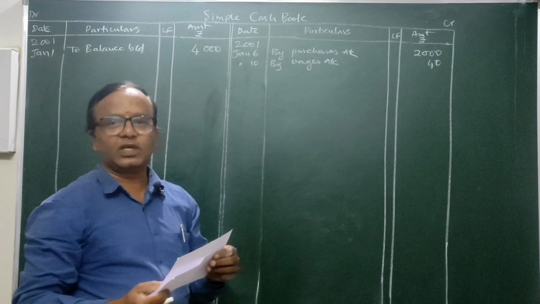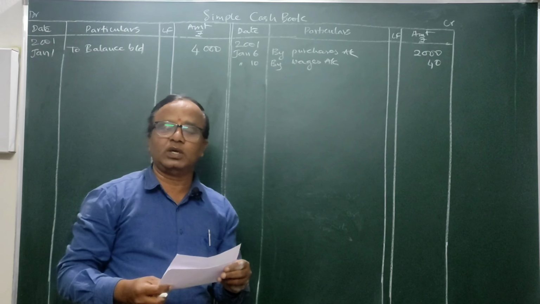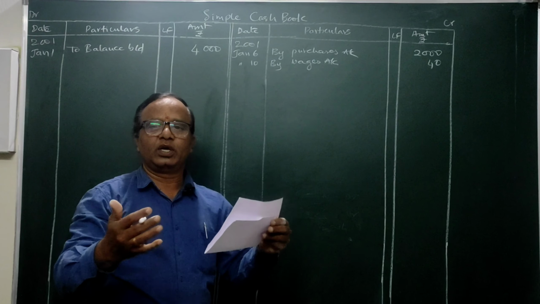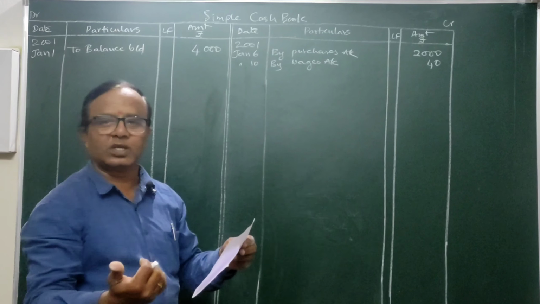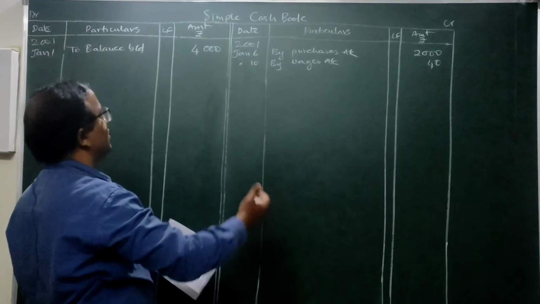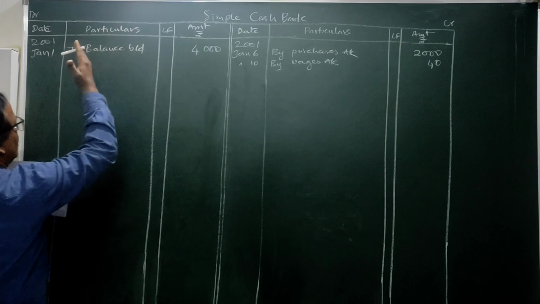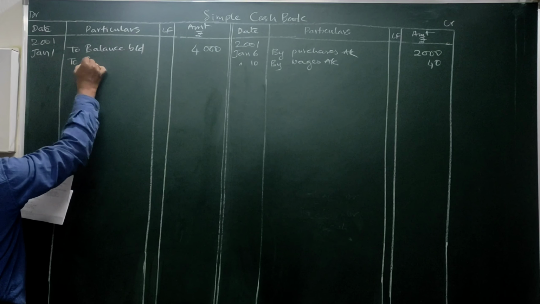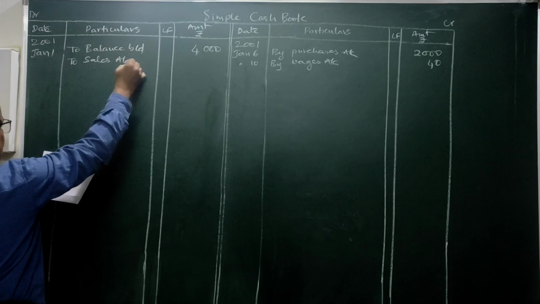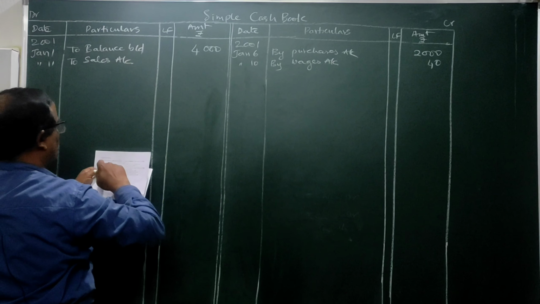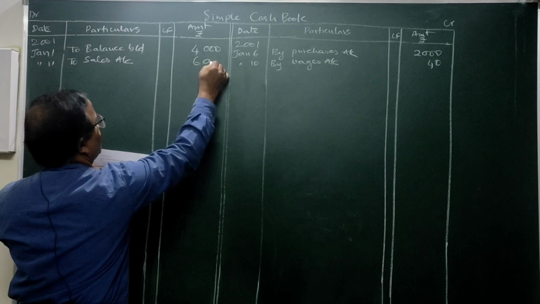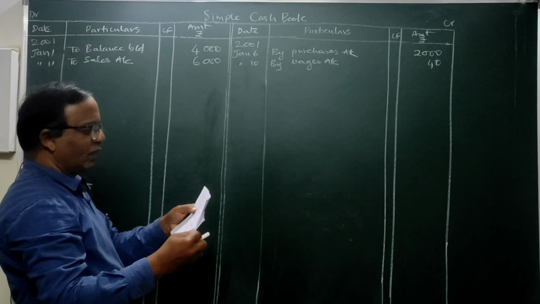Then again cash sales. Observe, on 11th cash sales is said. When it is cash sales, it means here you have sold goods for cash. Cash is coming in. So your entry is cash account debtor to sales. Sales is an income to you. So cash account is debited, and sales account is credited. So this is on 11th date. Cash sales. Okay, how much? 6,000. Then again, 12th date.